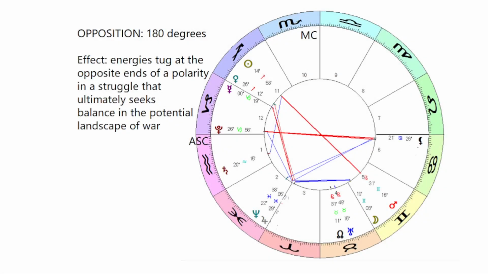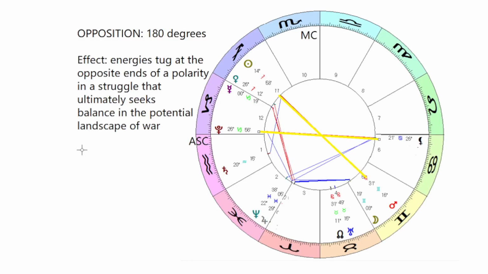So the next aspect that we're going to be talking about is the opposition. The opposition is 180 degrees away from each other. The Sun is in opposition with Mars, and the other is Pluto in opposition with Lilith. The effect of this is that energies tug at the opposite ends of a polarity in a struggle that ultimately seeks balance in the potential landscape of war. Remember, the oppositions and the squares are considered challenging aspects.